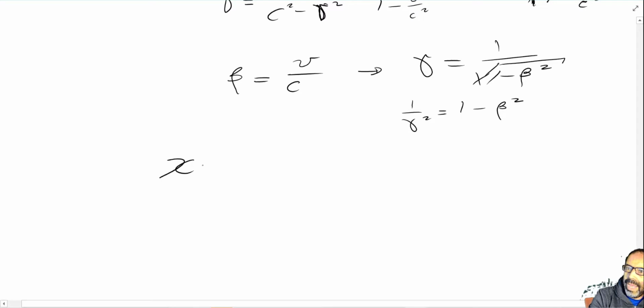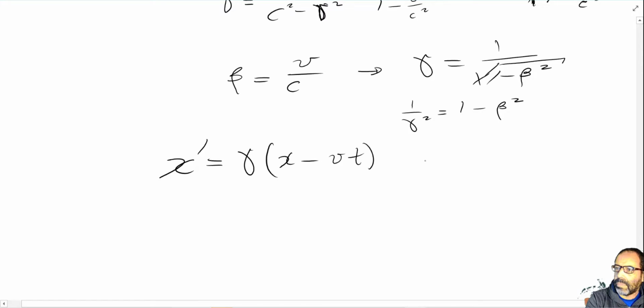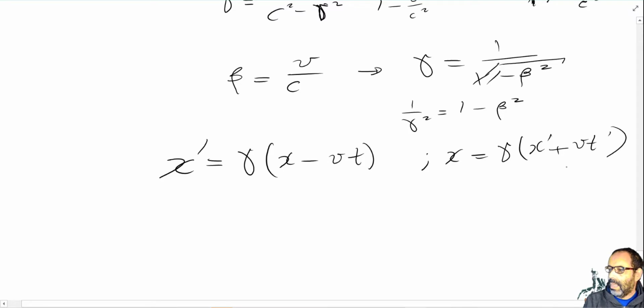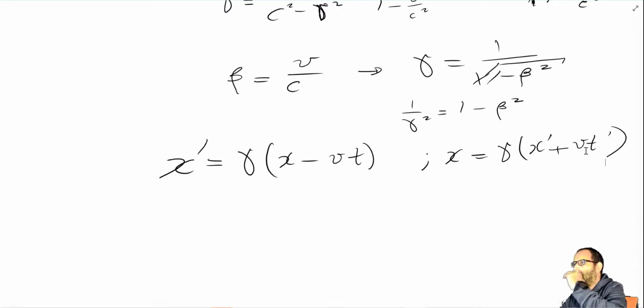So we found that, let's write x prime first, x prime is equal to gamma times (x minus vt), and we found also that x equals gamma times (x prime plus vt prime). It would be nice now to find the values of x and t in terms of x prime and t prime. That means if you give me your position and time measurements, I can give you my position and time measurements, and vice versa. So we really need to find the transformation.